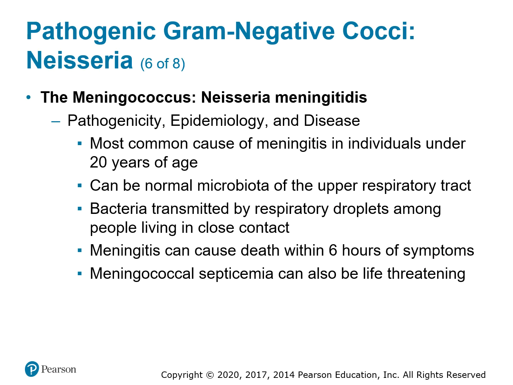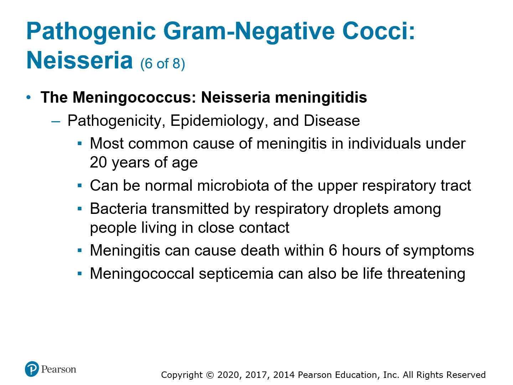All right, let's talk about Neisseria meningitidis. This is the most common cause of meningitis in individuals under the age of 20. It can be normal microbiota that live in your upper respiratory tract. The bacteria are transmitted through coughing and sneezing or respiratory droplets among people in close contact. So this is an issue in dorms, in barracks, in heavily populated areas where people are living in very close contact with one another.